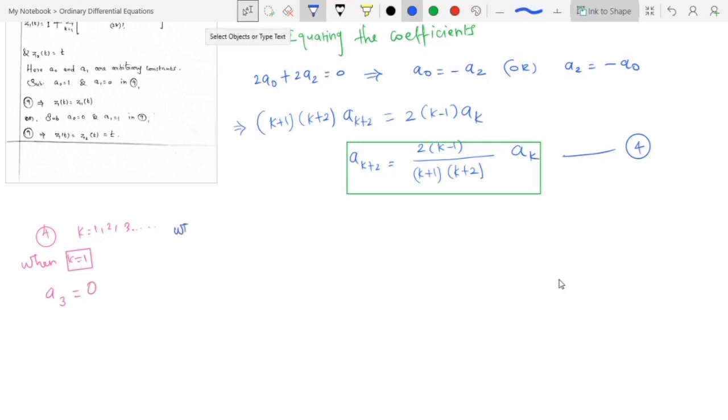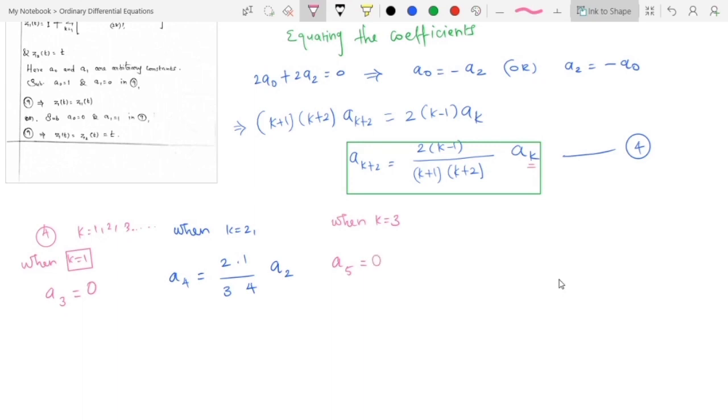When k is equal to 2, a suffix 2 plus 2, that is a4, is equal to 2 into (2 minus 1) by (2 plus 1), 2 plus 2, into a suffix 2. When k is equal to 3, a suffix 3 plus 2, a5, is equal to, here k replaced by 3, that is a3. Already a3 is equal to 0, so 0 into anything is 0, so a5 is equal to 0.